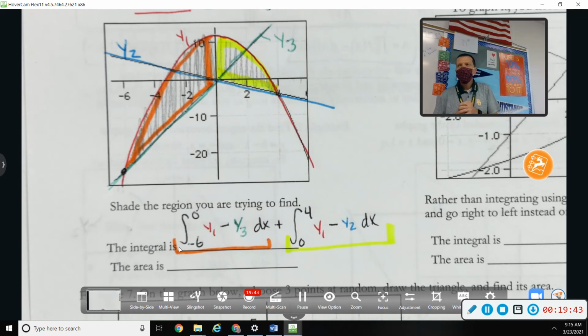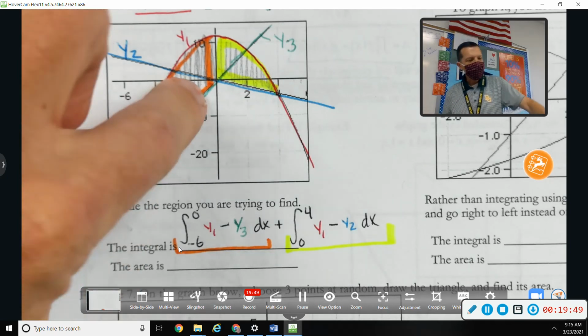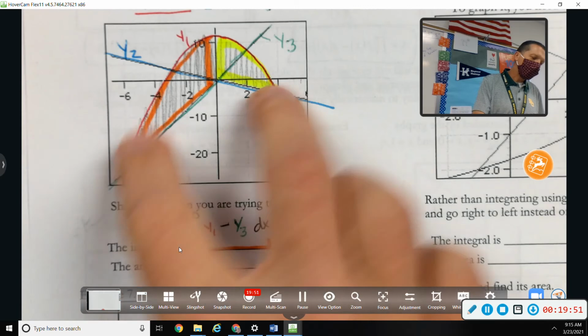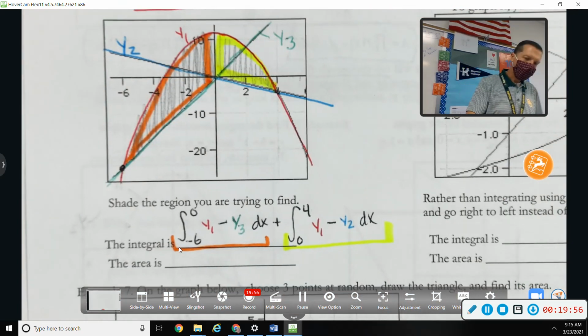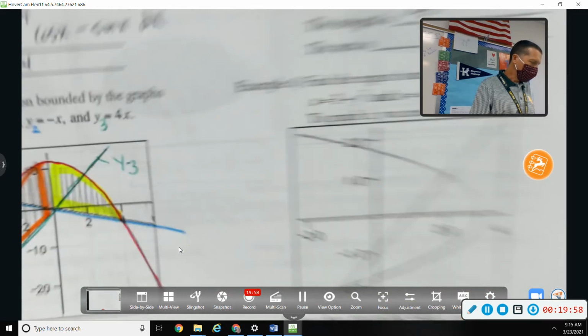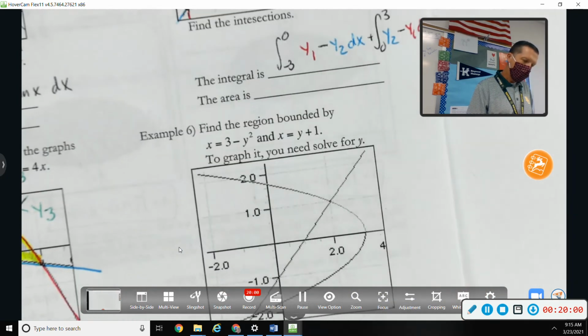So again, today the calculations aren't hard because the calculator does all the calculations. It's just you understand what the picture is. Can you find the intersections? You understand top and bottom, which one's which. All right, let's do one more.